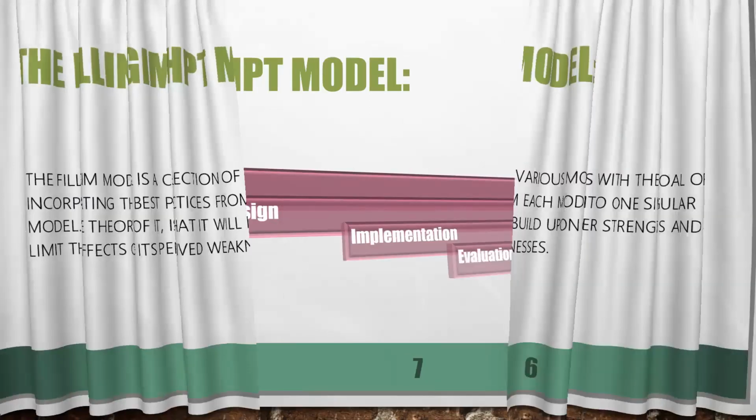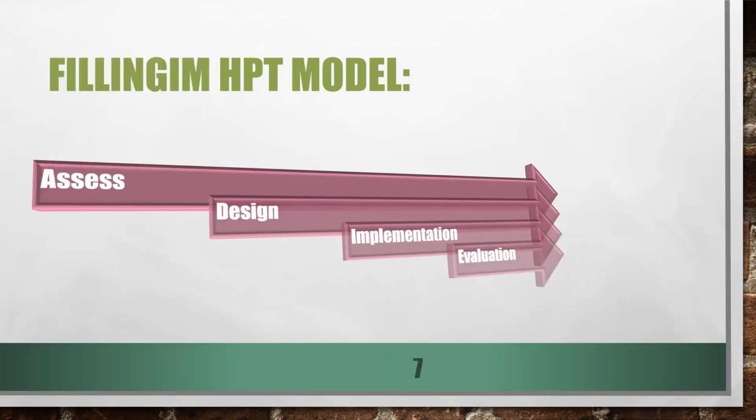Here is a graphic illustration of the Fillingim HPT model. As you can see, there are four different sections, and it is linear in nature, which means that it is step by step and must be completed in that manner. However, there is a lot of freedom within each category. As you can see, the first is to assess, the second is to design, the third step would be implementation, and finally, the fourth step would be evaluation.